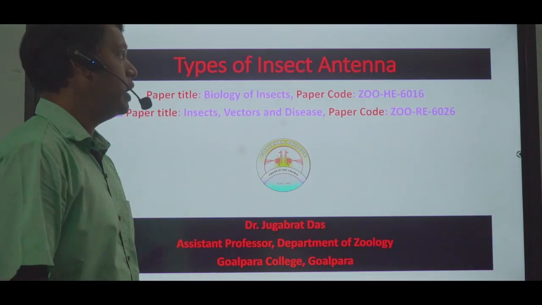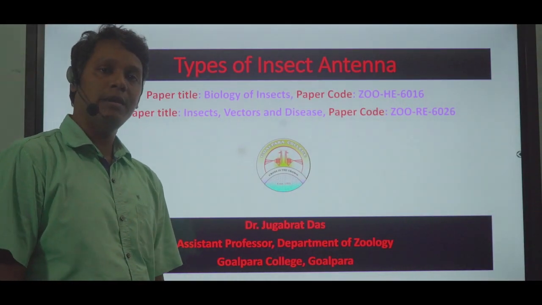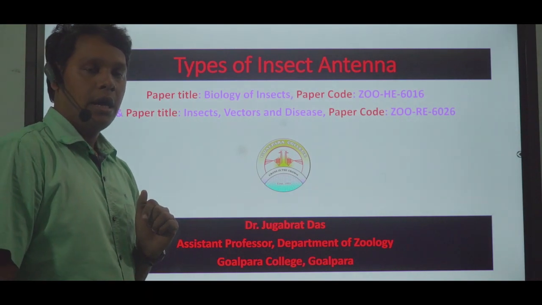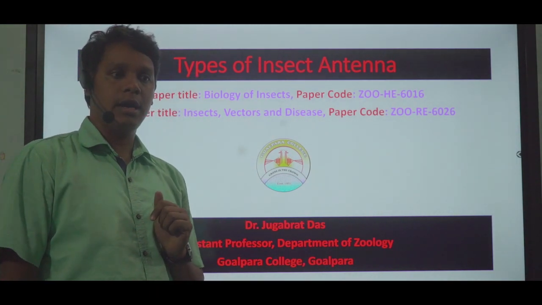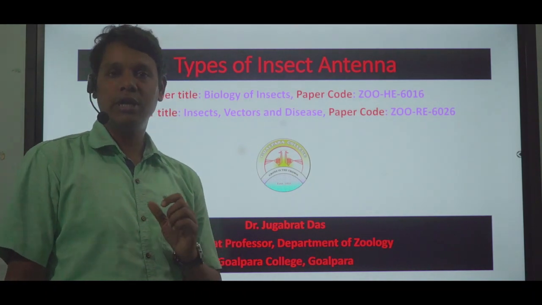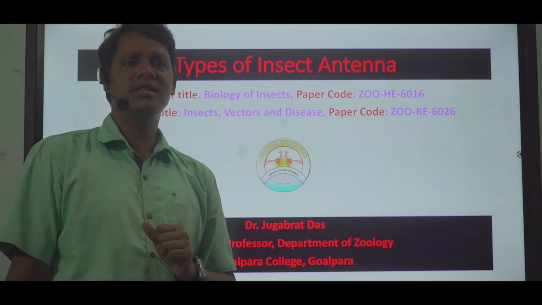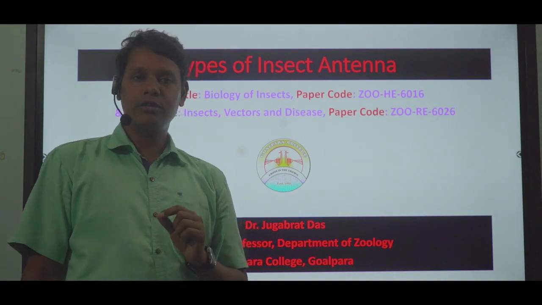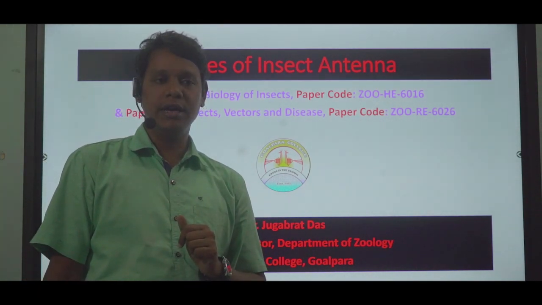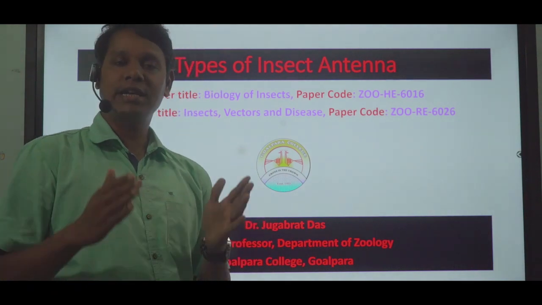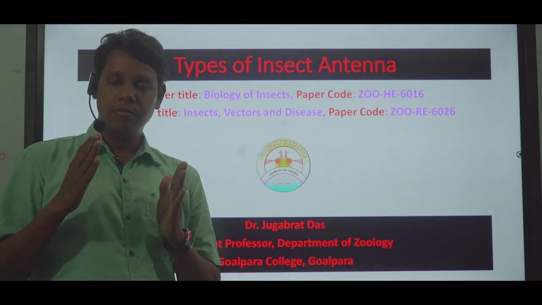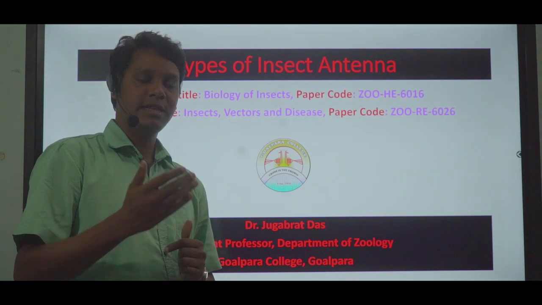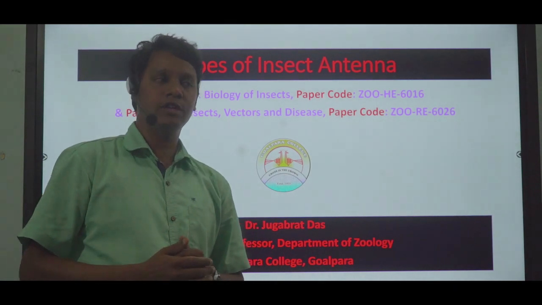Dear students, today we will discuss one very important topic of entomology, and that is the types of insect antennae. As we know, antennae are a pair of very important organs in insects. Almost all insects have a pair of antennae, and they are a sense organ or olfactory organ, because their function is to sense smell, meaning different types of odors. That is why they are known as olfactory organs.